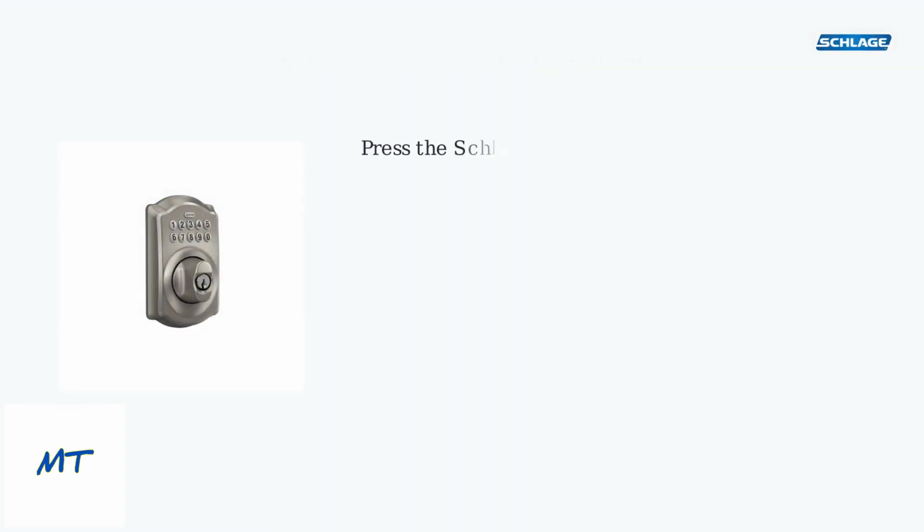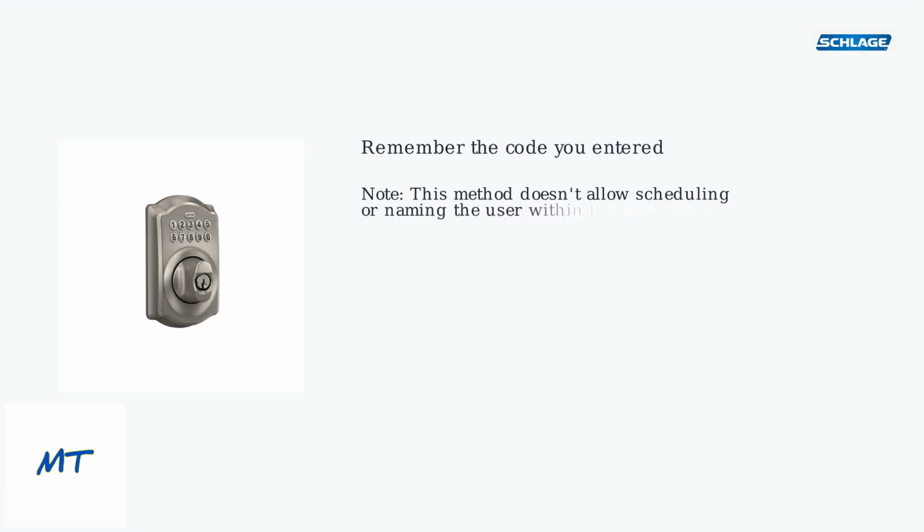To add a new user code locally, first press the Schlage button on the lock. Next, enter your master code on the keypad. Follow the keypad prompts to add a new user code. Enter the code you want to use. Remember the user code you just entered. This local method doesn't support scheduling access times or naming users within the lock's memory.